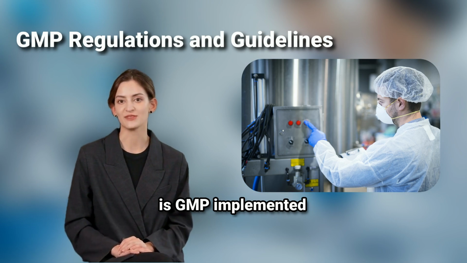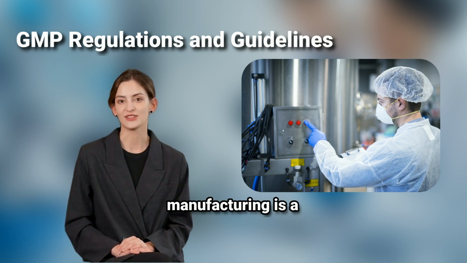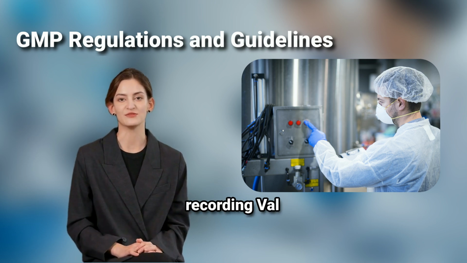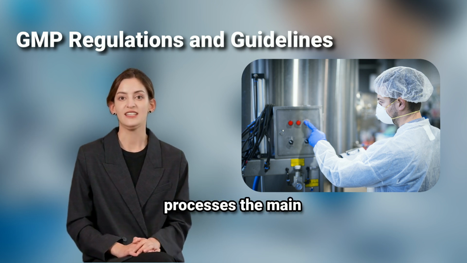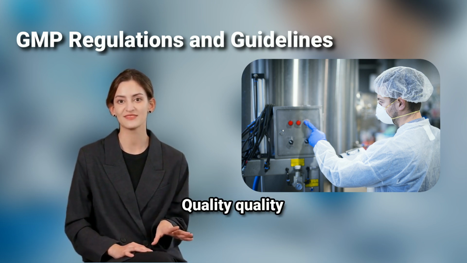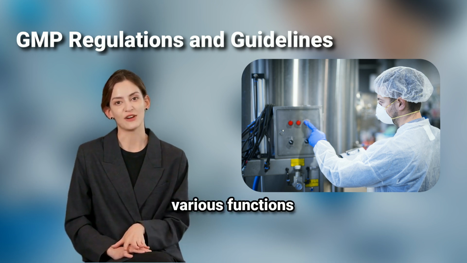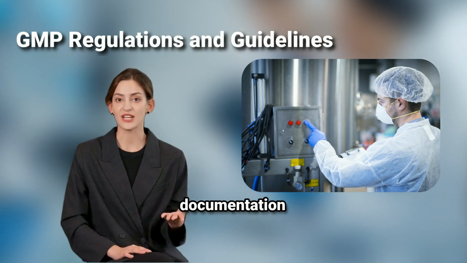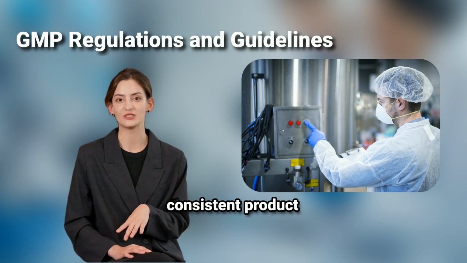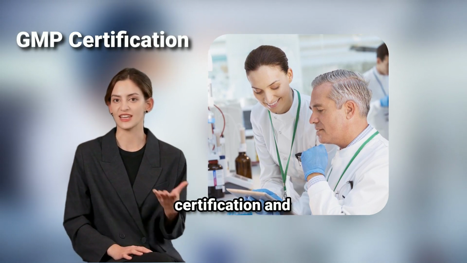But how is GMP implemented in pharmaceutical manufacturing? Implementing GMP in pharmaceutical manufacturing is a proactive process that involves establishing systems for recording, validating, and monitoring manufacturing processes. The main goal is to prevent errors that can compromise product quality. Quality assurance plays a pivotal role in implementing GMP. It involves various functions such as system validation, documentation, personnel training, and complaint handling, all aimed at ensuring consistent product quality.